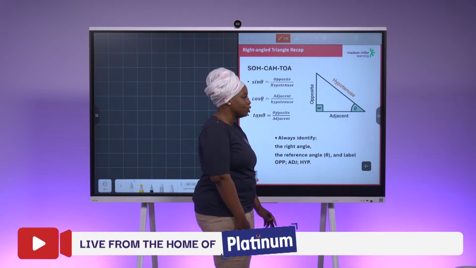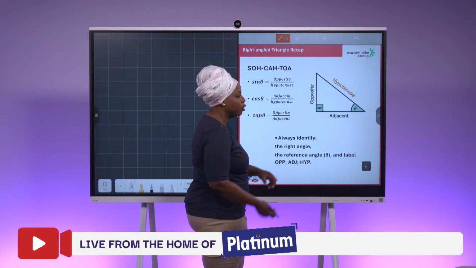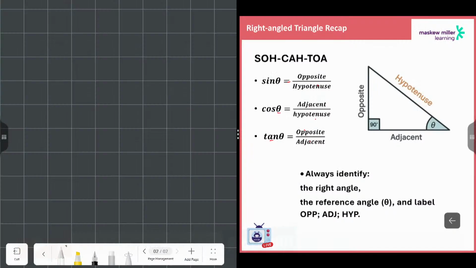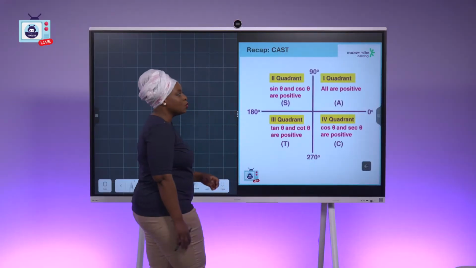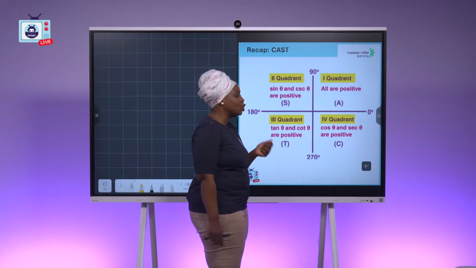For those who don't know or can't remember, simply take a screenshot, then we will use it as we go forward. These are very important because you would never get this in your formula sheet. So please make sure that you know them by heart, okay? As well as your CAST table. Nobody will give this to you. You just need to know which quadrant is positive and which quadrant is negative.